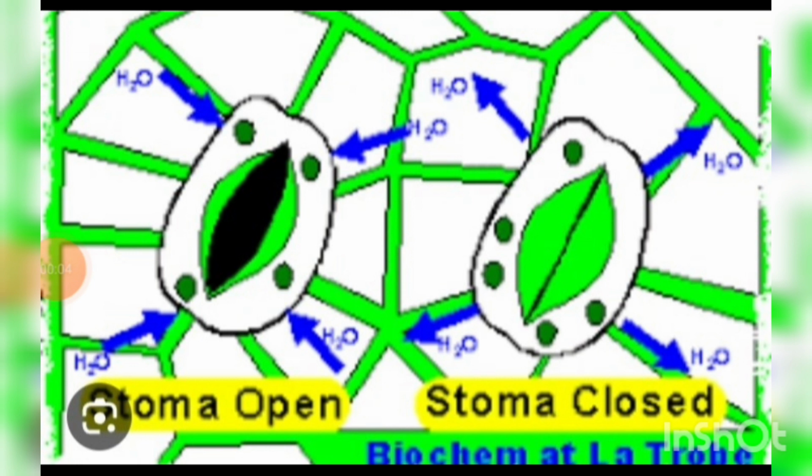Here we can see the stomata openings. This is the condition where the stomata are open, and here the stomata are closed, and the transpiration occurs by means of stomata, which are the special openings in the case of transpiration, for removal of water from the surface of the leaves.